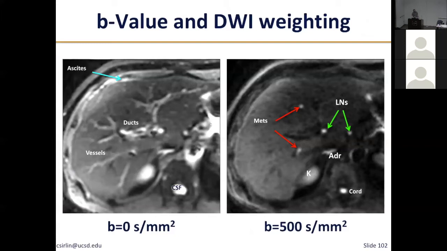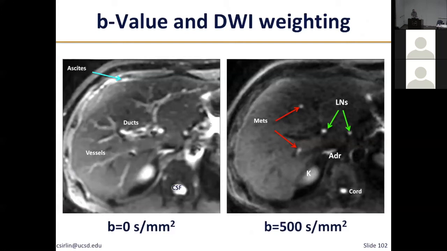We didn't really notice those, but now we see these lymph nodes. And this is a metastasis right here, which we didn't notice before. And here, there's a metastasis right here, which we didn't notice before, but now they stand out. And notice that the liquid in the stomach, which was a little bit distracting before, is now much darker.